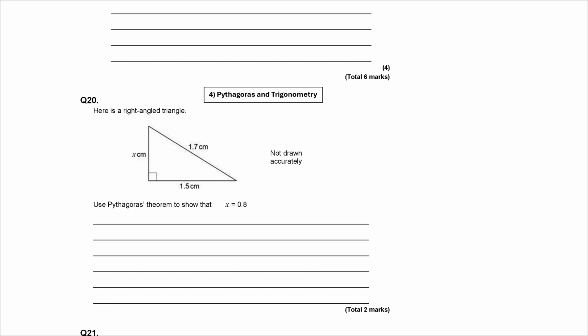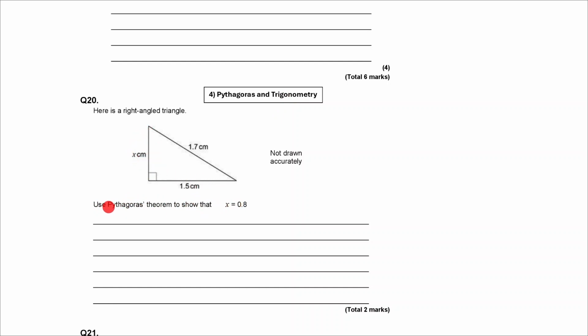Anyway, question 20 says, here you've got a right angled triangle, okay, and Pythagoras and trigonometry on these questions is all to do with the right angled triangles, not trigonometry at the grade 7 level, which is non-right angled triangles. Anyway, it says, use Pythagoras to show that x, so this side here, is equal to 0.8.